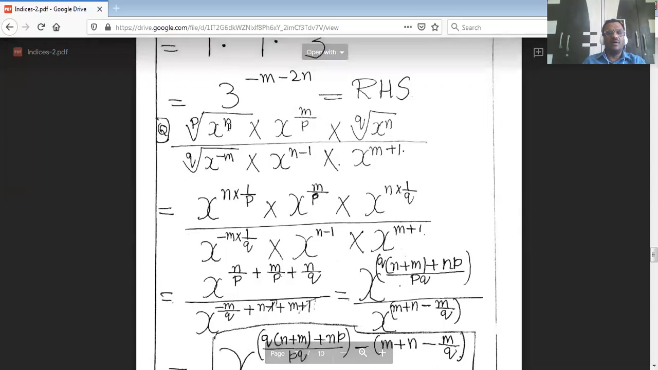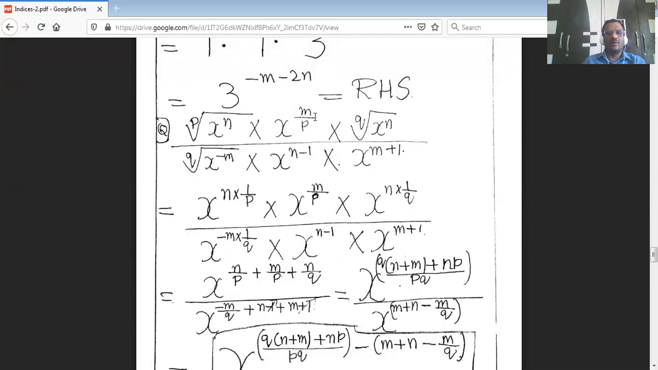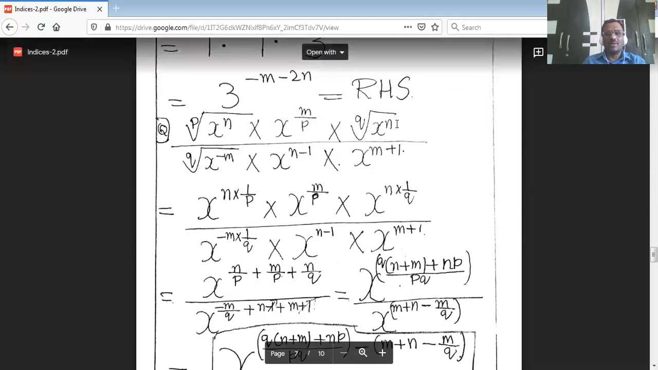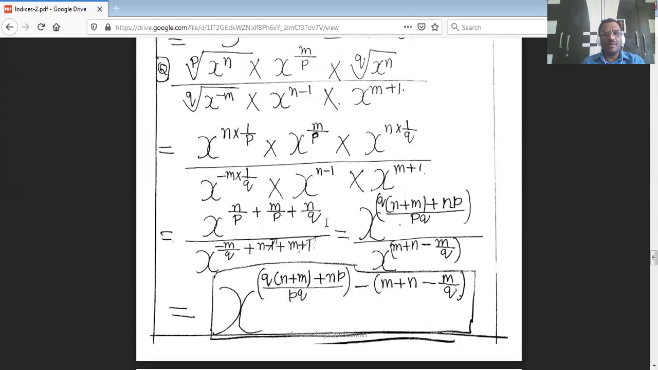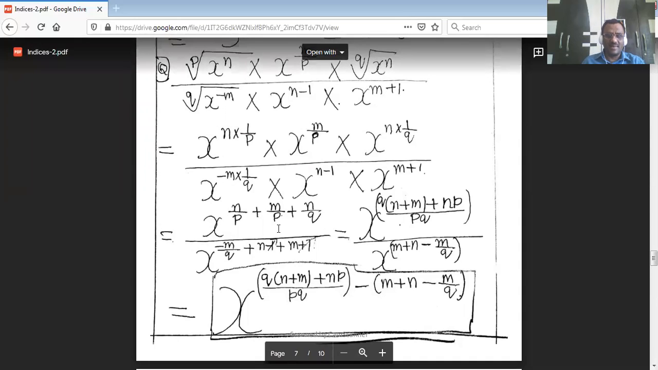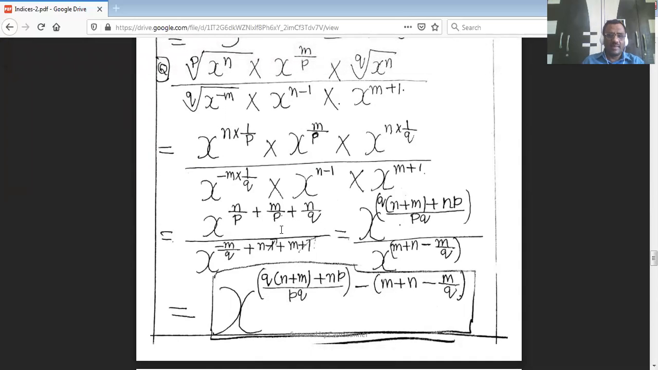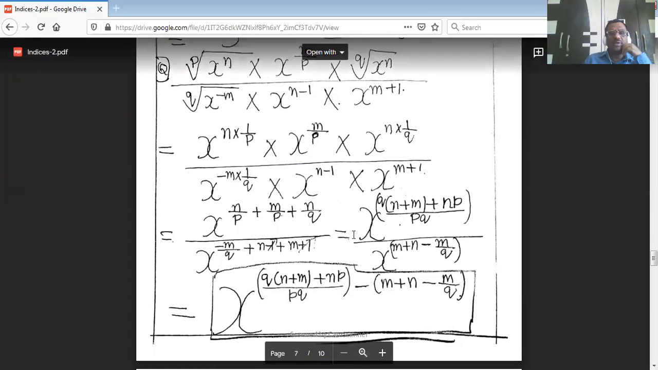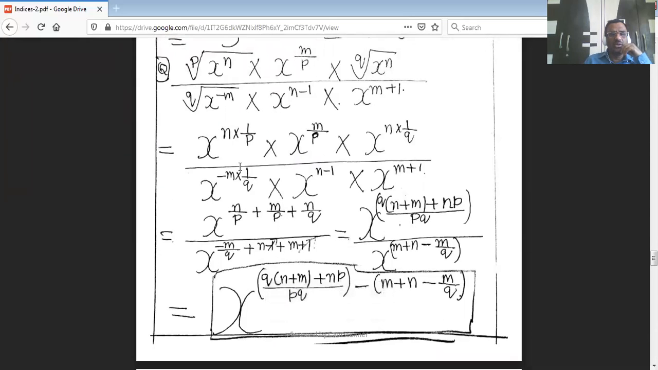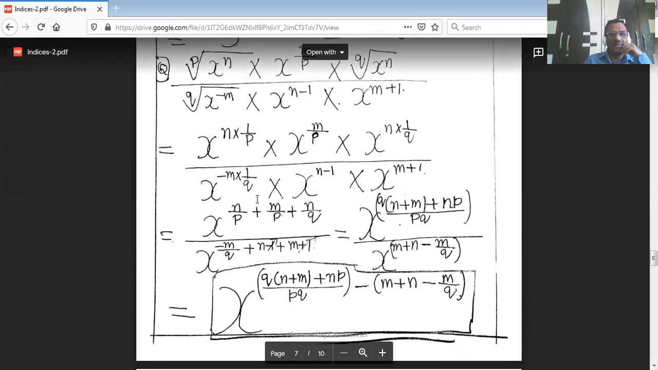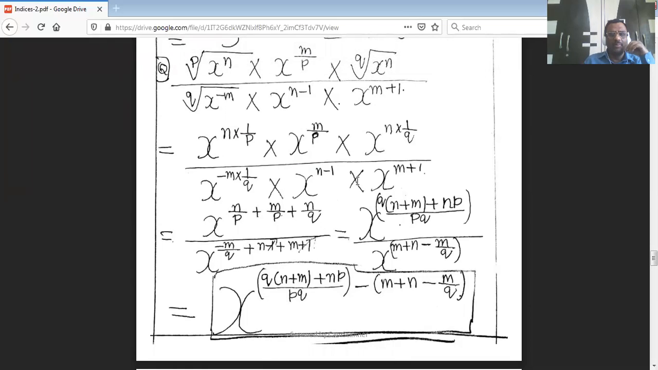This is x to the power of n by p, x to the power of m by p, plus x to the power of n by q. Now for p, p, and q, the LCM is to be taken. Now here the LCM is pq. That's it. Now the second one, the denominator side, is going to be x to the power of minus m by q plus n minus 1 plus m plus 1.